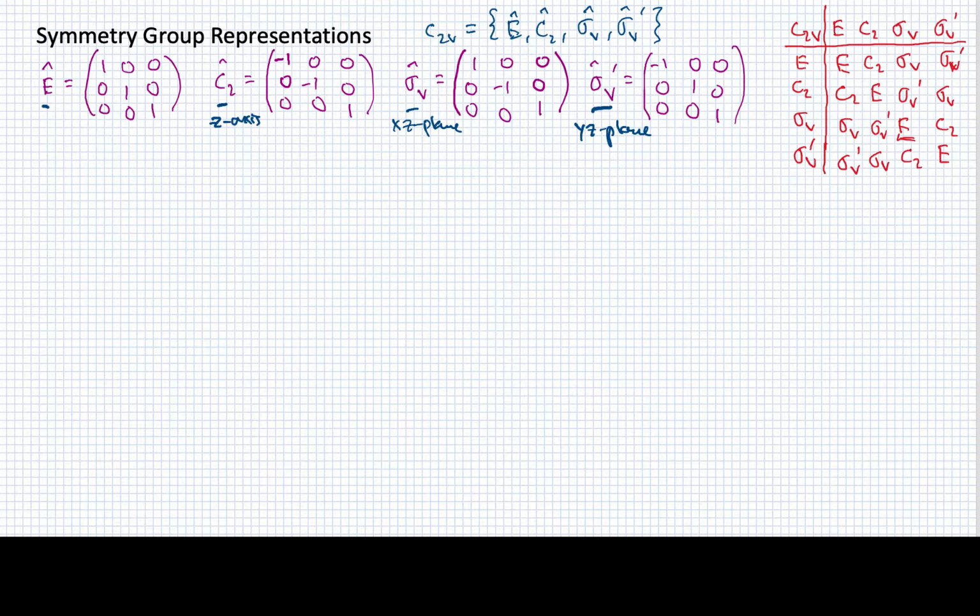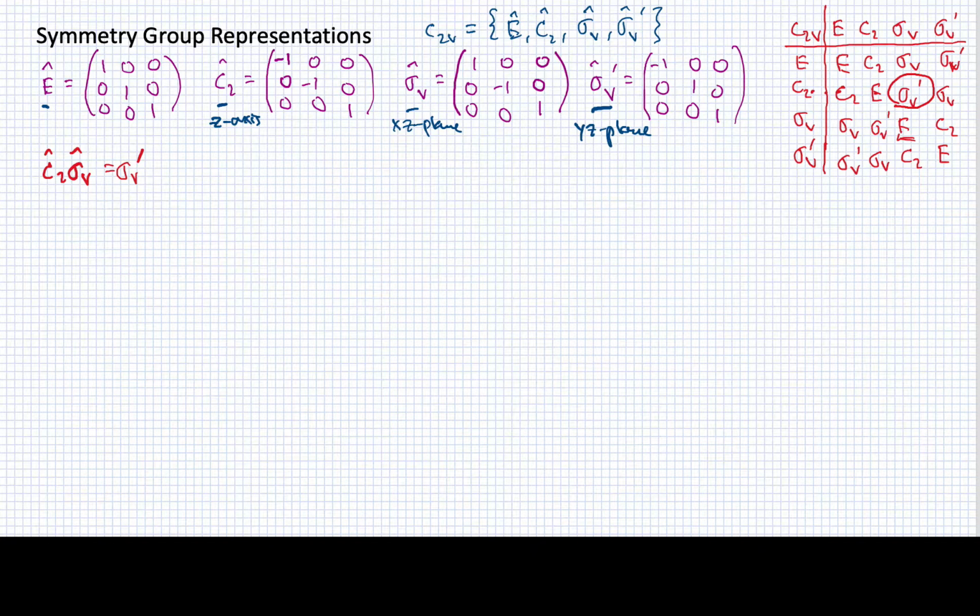I've also reproduced the group multiplication table for C2V, shown over here in the upper right. What I'd like to do is demonstrate that using these matrices to represent the operators will in effect reproduce this group multiplication table. I'm not going to do it for the entire table, but if we look at the successive operation of the C2 symmetry operation and the sigma V symmetry operation, the table would tell us to come over here and look at this element. So that would be sigma V prime. Is that what we get when we use these matrices?